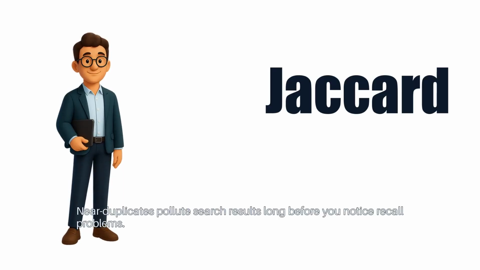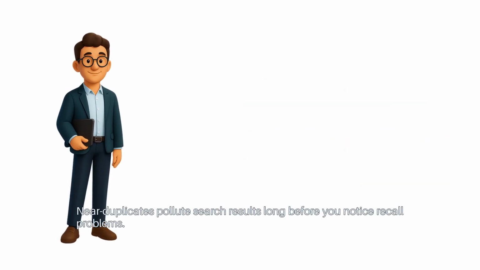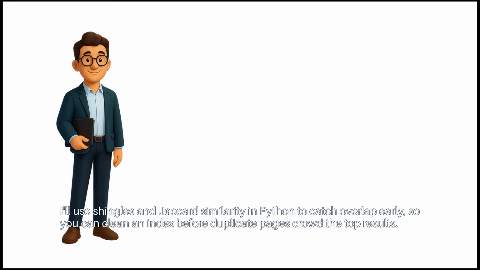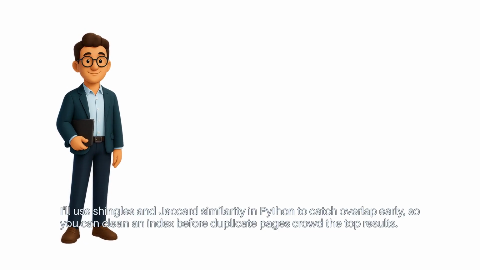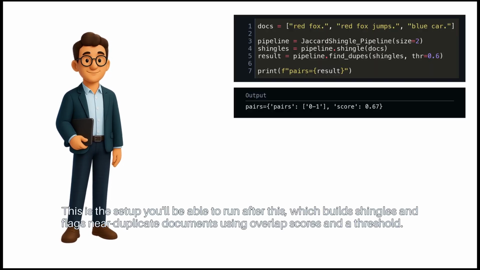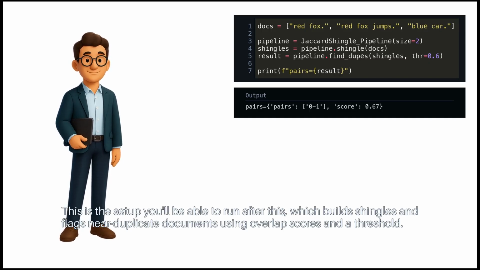Near duplicates pollute search results long before you notice recall problems. I'll use shingles and Jaccard similarity in Python to catch overlap early, so you can clean an index before duplicate pages crowd the top results. This is the setup you'll be able to run after this, which builds shingles and flags near duplicate documents using overlap scores and a threshold.